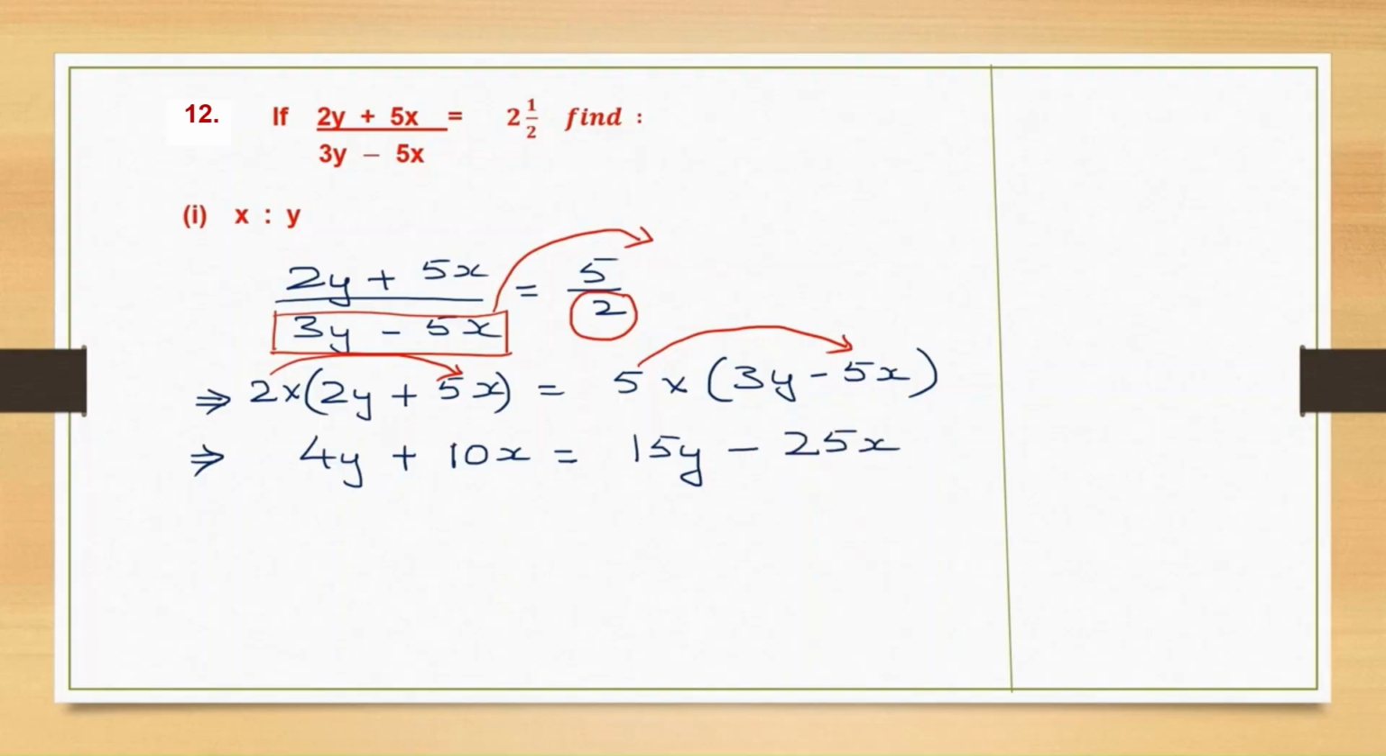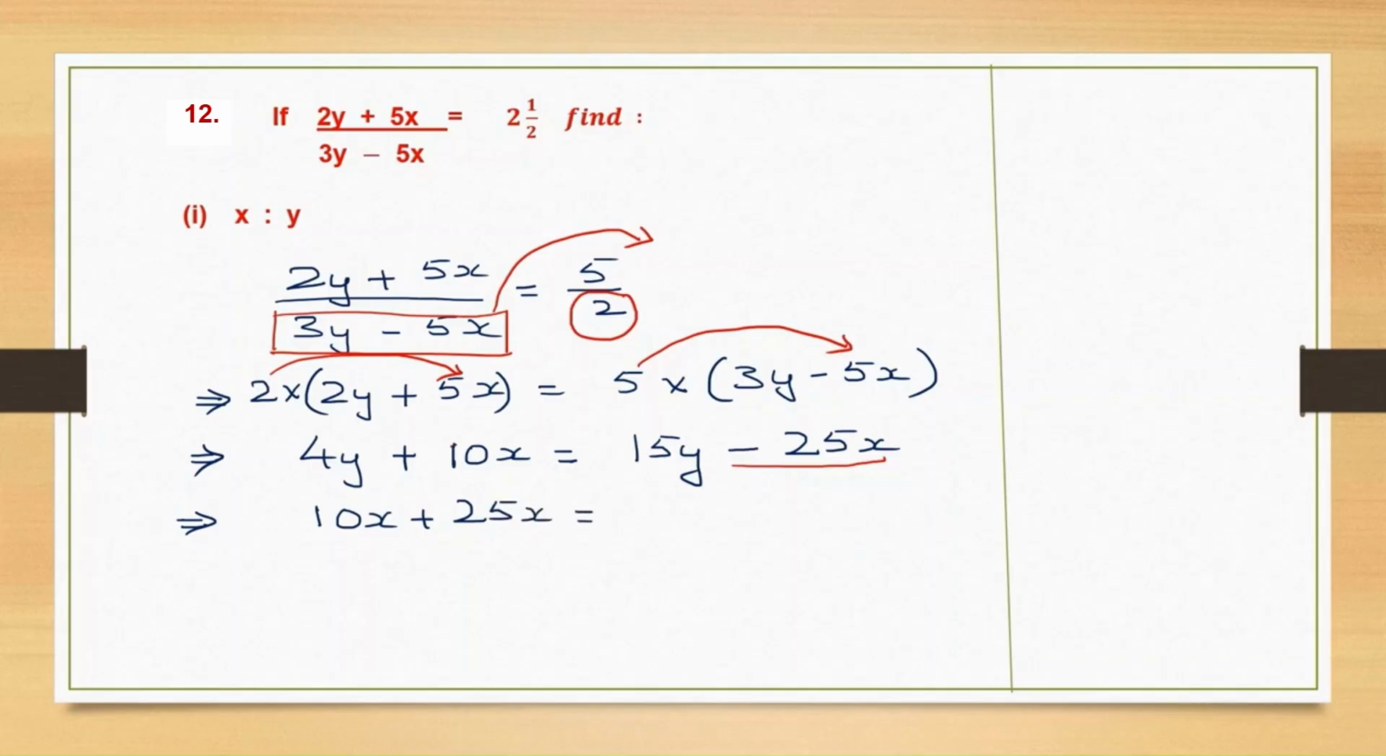Now we have x on both sides, y on both sides. Let's put all the x to one side and all the y to the other side. So on the left hand side, let's put all the x. I already have a 10x here. Now I'm going to transpose minus 25x to this side. So it becomes plus 25x.